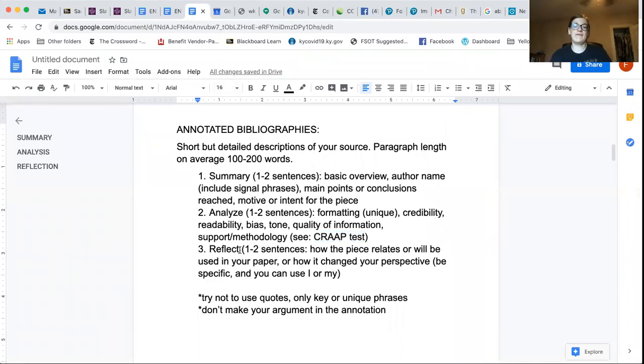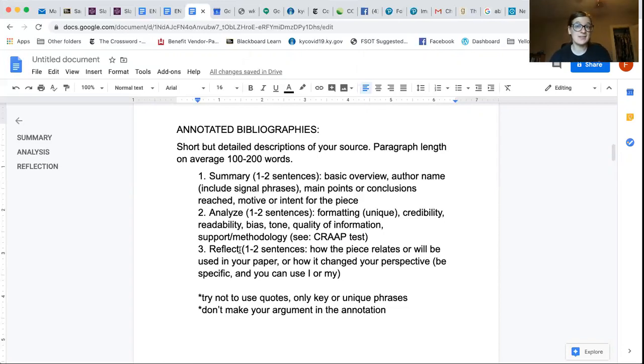Then there's the reflect or reflection. Again, another 1 to 2 sentences. This is where you're telling me how you're going to use this source. So this goes back a little bit to your proposal, right? I want to know what you plan to do. What purpose does this source serve? And the real thing here is making sure every source serves a different purpose.